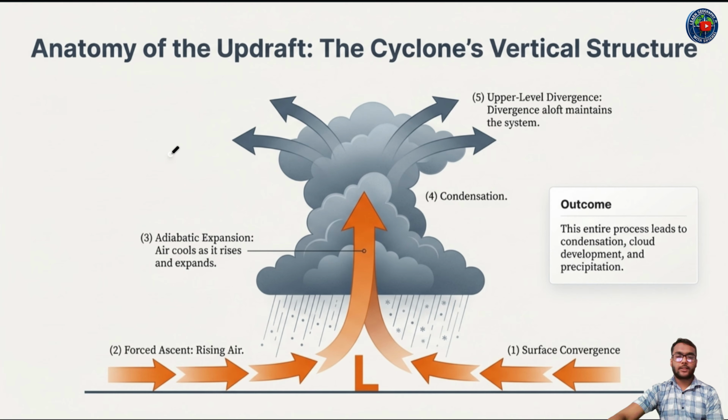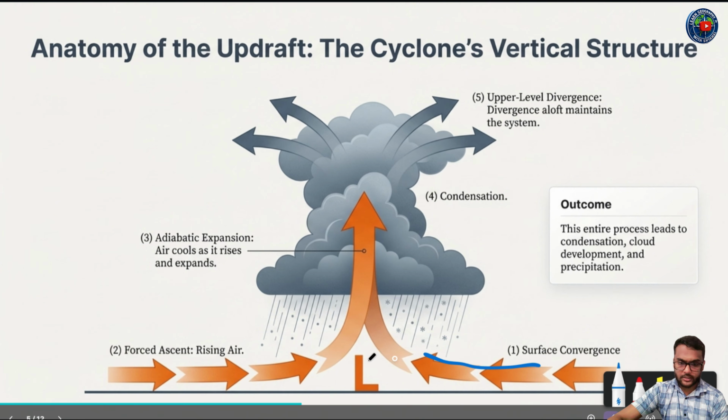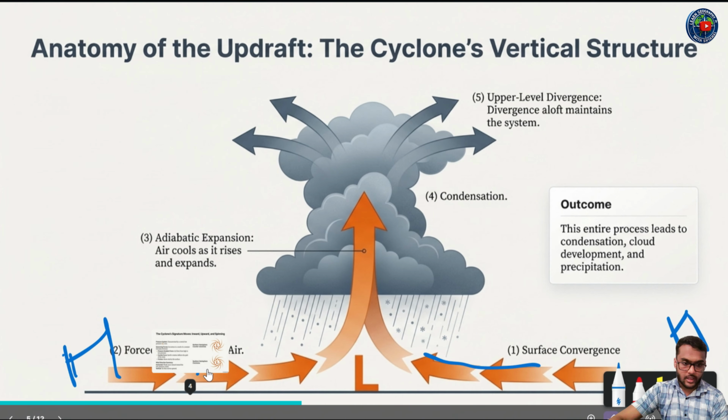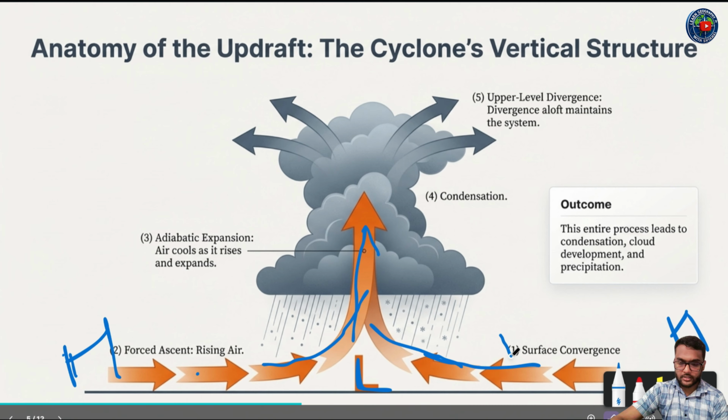Anatomy of the updraft, the cyclone's vertical structure. This is surface convergence, low pressure. There is a high pressure zone, and also on this side there's a high pressure zone, and this is the convergent movement from high pressure to low pressure, and then in an upward direction. Surface convergence is step 1. This is the surface convergence process.